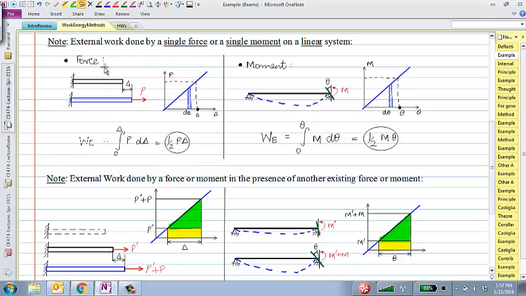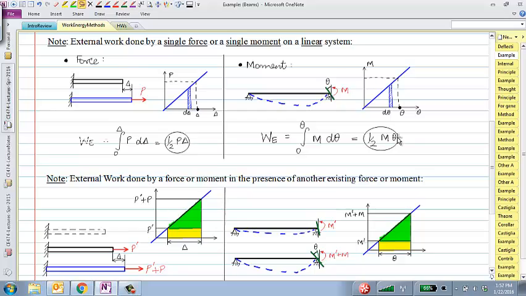I just told you that if I have a bar, if I apply load P and the bar deflects by amount delta, then the external work done by the force P on the bar is integral of P times d delta, which happens to be half P delta, right? We just talked about that. Same thing for moment. If I apply moment slowly, it goes through rotation theta. I can calculate the external work done by M and theta just as area under this triangle, and that also happens to be half M theta.